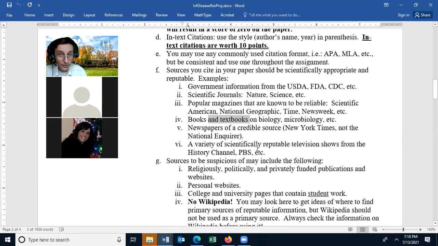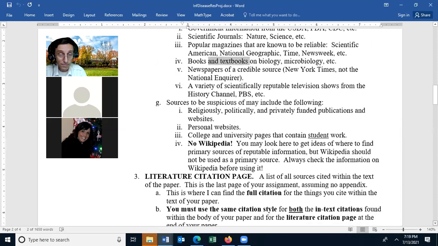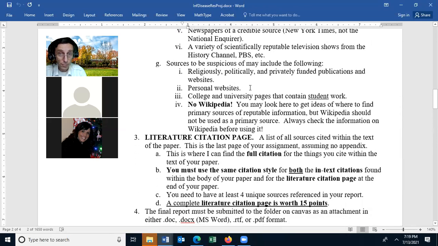Reputable scientific television shows, like from the History Channel, PBS. You should be suspicious of anything that's from a religious, politically organized group or a privately funded publication, because they will have a bias and they will publish the bias and ignore, I don't want to say the truth, but that's what I'm saying. They will ignore the truth to put forward their bias. So you should be careful of that.